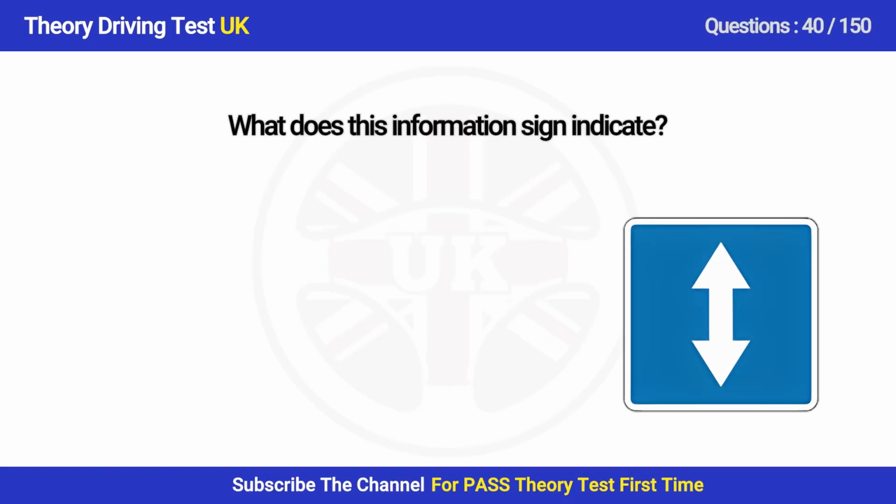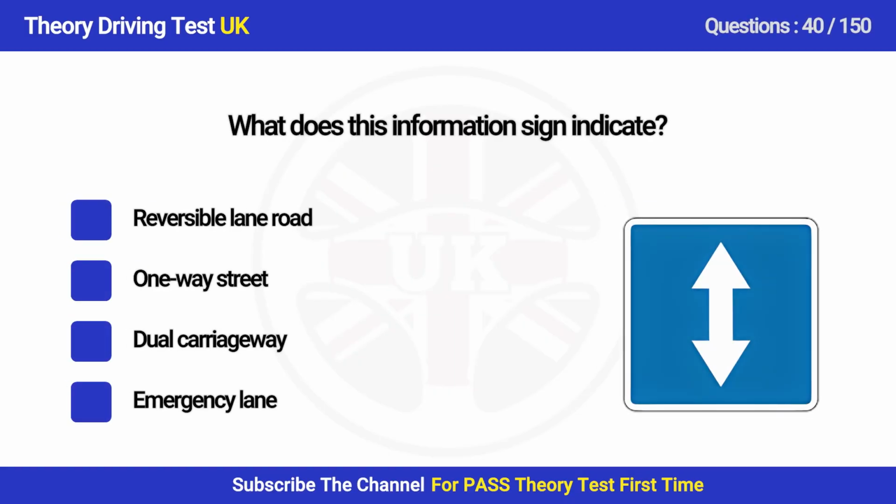Question 40. What does this information sign indicate? A. Reversible lane road. B. One-way street. C. Dual carriageway. D. Emergency lane.